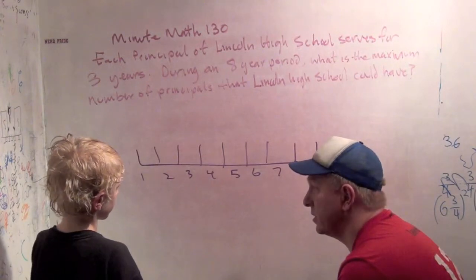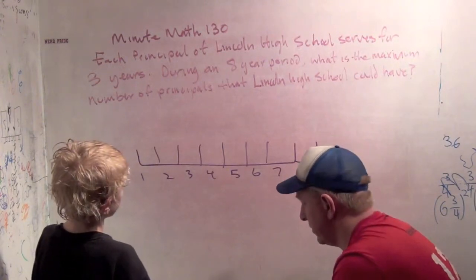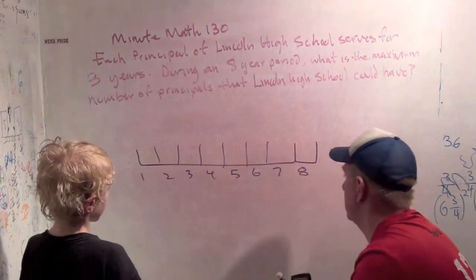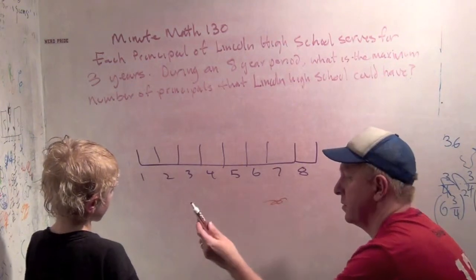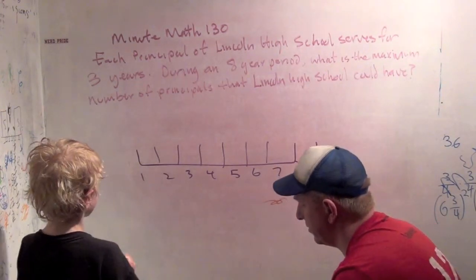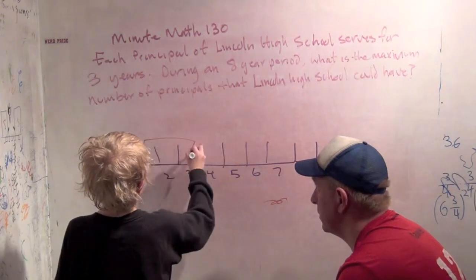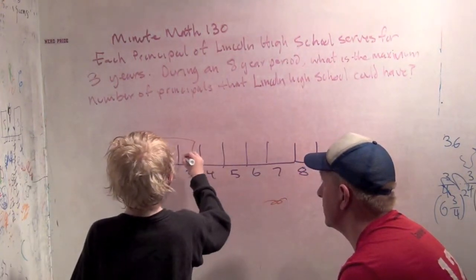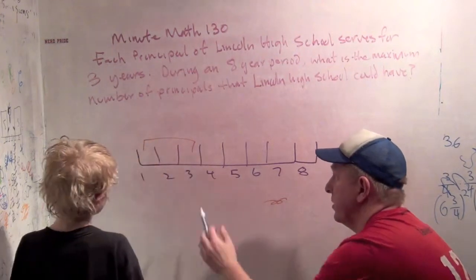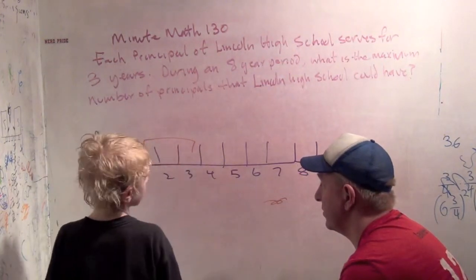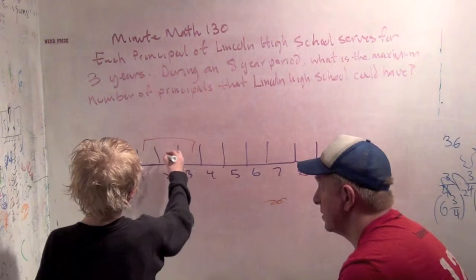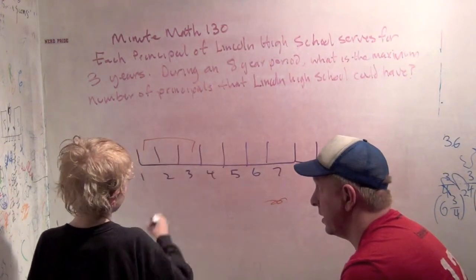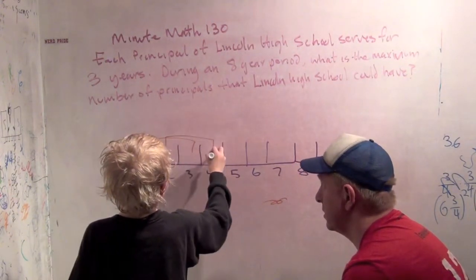I don't know what you mean. Why don't you draw them in a different color? Draw some 3 years. Fill in 3 years with that. Okay, so those 3. And then that's years 1, 2, and 3. Yeah, so maybe a principal served in those years. Can you do this? Yeah, you can. Want to do that instead?